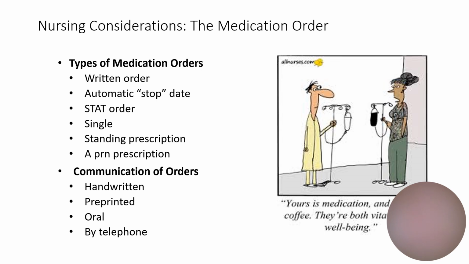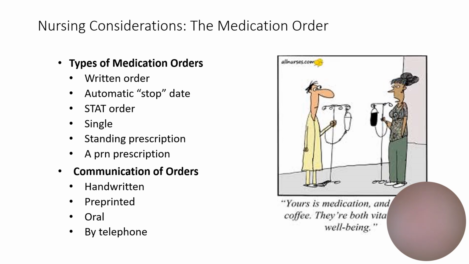Nursing considerations with the medication order. A written order applies without a renewal date until the prescriber writes a prescription to alter or discontinue the medication or indicates on the original prescription a specific stop date. So a written order is an order to keep giving unless he said stop it on the order or until he stops it when he maybe sees the patient on his next round or something.